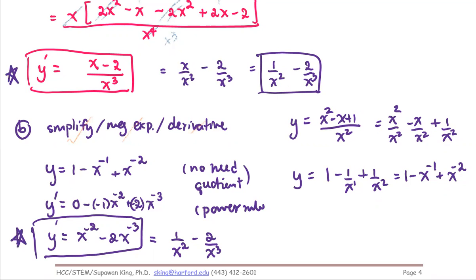So you have 2 different ways to handle this problem, or to find the derivative of this function. Either treat it by using the quotient rule directly, or simplify and use the negative power form, and find the derivative by using the power rule as a second way.